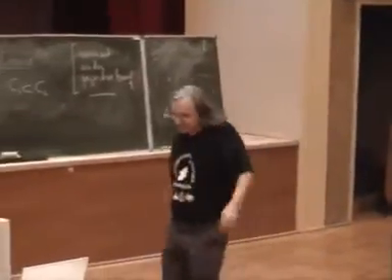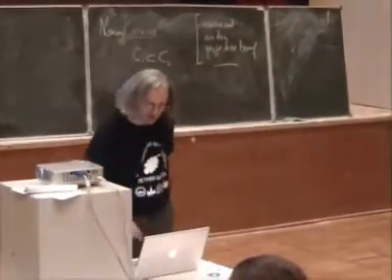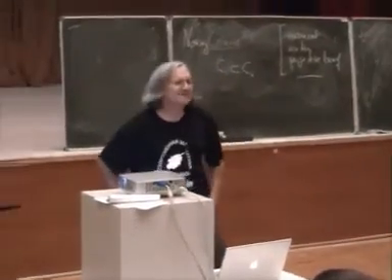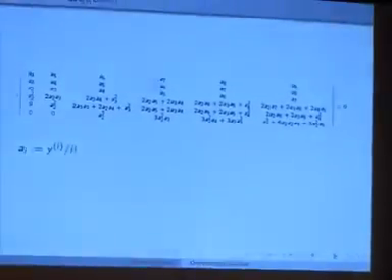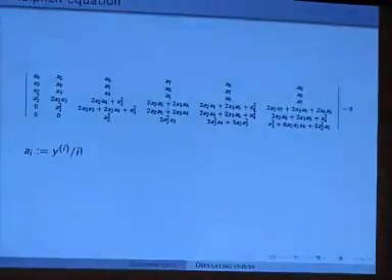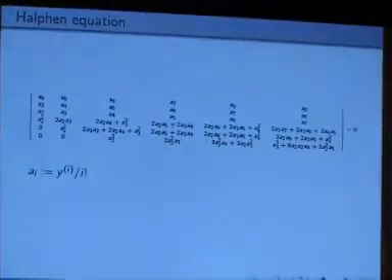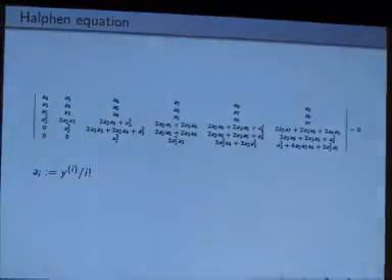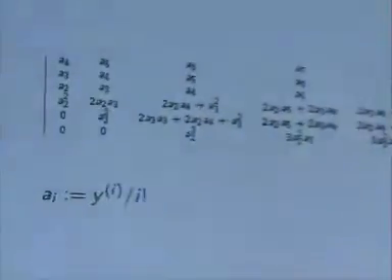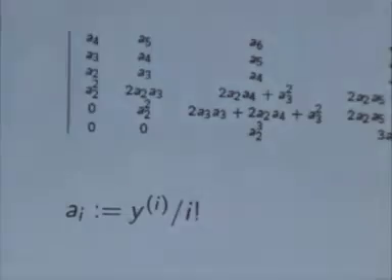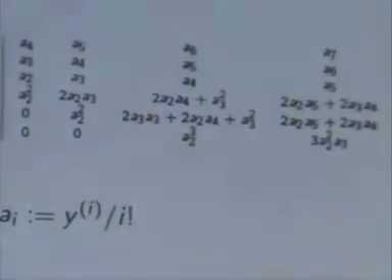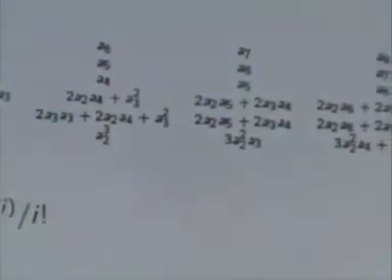Okay, how about going to higher degree? Here's a differential equation. In order to simplify notation, I denote by a sub i the ith derivative divided by i factorial. And this is a determinant involving derivatives up to order 9.